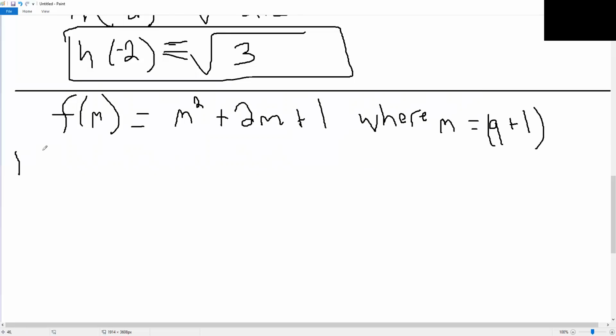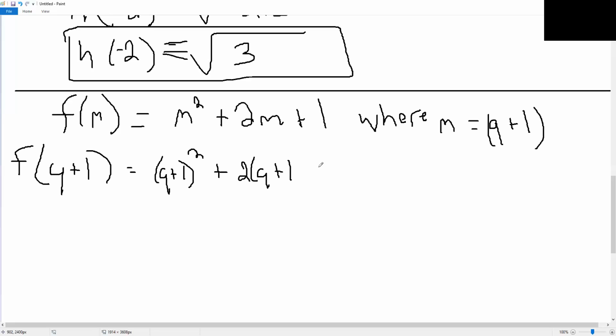So we just fill it in. m of q plus 1 equals q plus 1 squared plus 2 times q plus 1 plus 1. And that would just use our handy dandy skills to solve this. So how do we solve it? Anybody know?